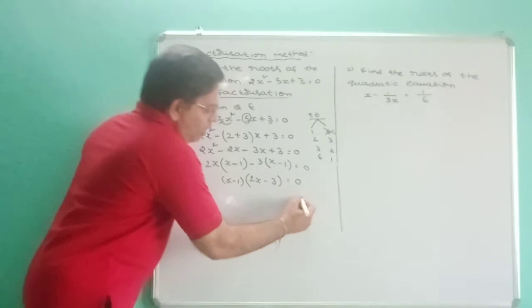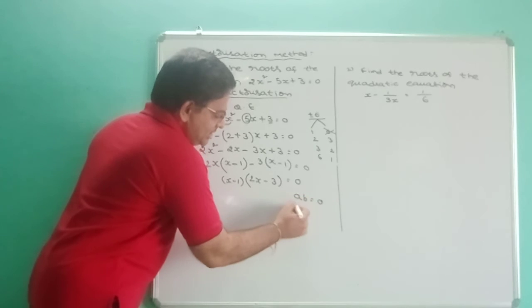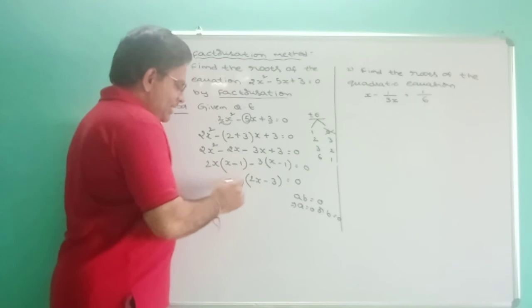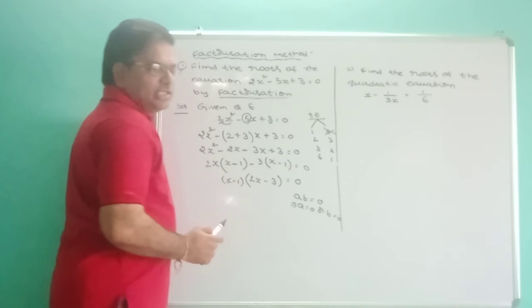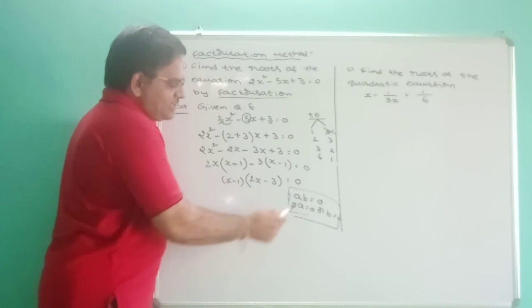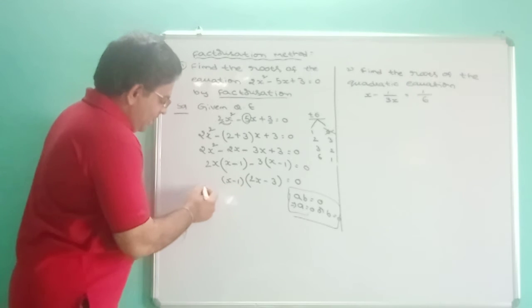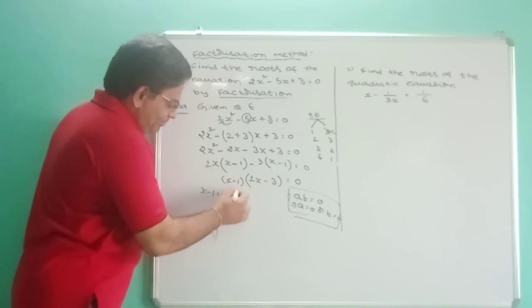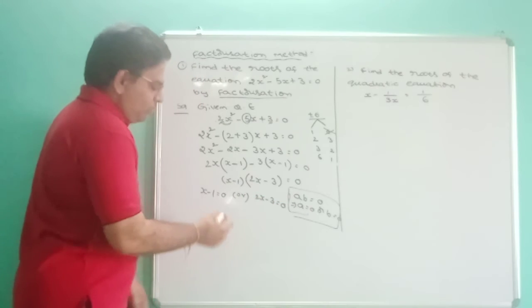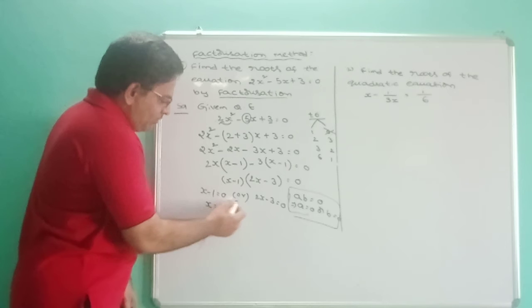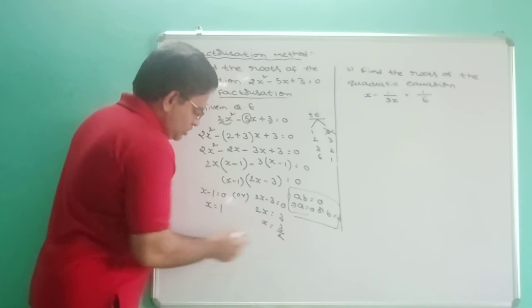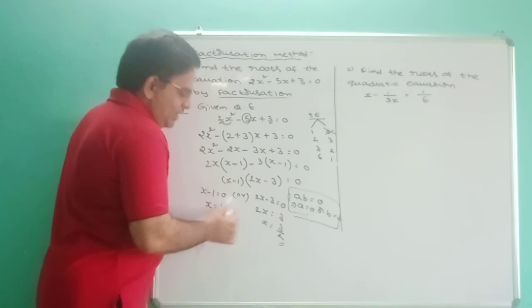Now, you know already AB equal to 0 means either A equal to 0 or B equal to 0. Don't blindly say this one equal to 0, this one equal to 0. It is the condition: any two values multiply to 0, that means any one will be 0. That means x minus 1 equal to 0 or 2x minus 3 equal to 0. Now in this one x equal to 1, here 2x equal to 3, x value equal to 3 by 2. So the solution is 1 comma 3 by 2.